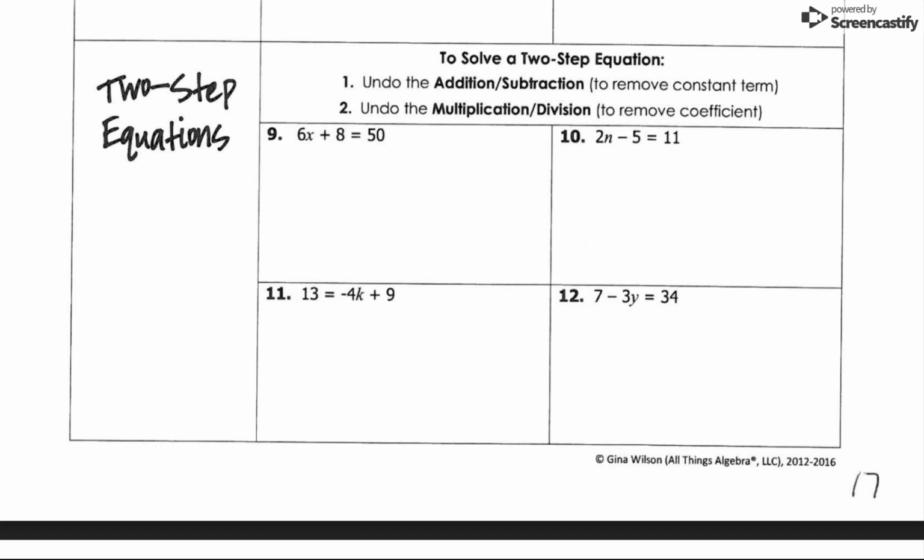So if you look at number 9, the first thing I have to undo is addition or subtraction. So I have to undo this plus 8 first. The opposite of addition would be subtraction. So I'm going to subtract the 8 over. They cancel on the left. 50 minus 8 is 42. Then do the multiplication. So I still have 6 times x over here. The opposite of multiplication would be division. So I got to divide by 6. They cancel. And I'm left with x equals 7.